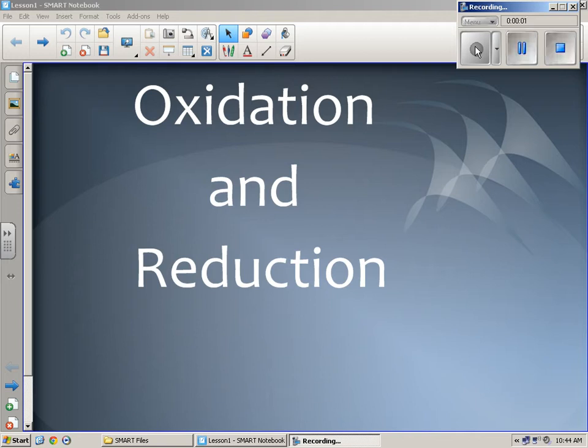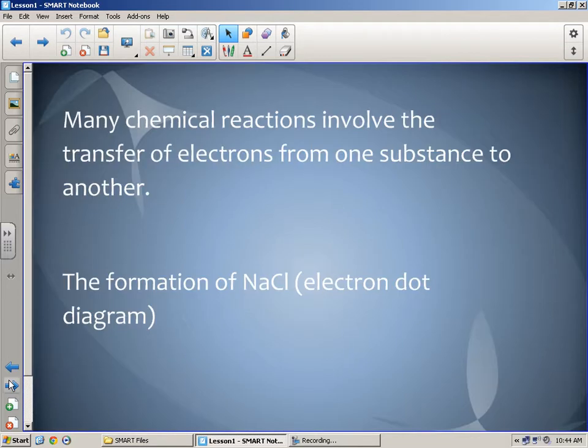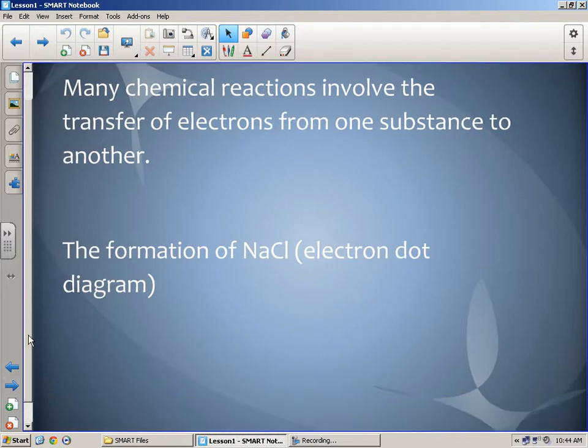A little bit about lesson 1, oxidation and reduction. So oxidation and reduction. Many chemical reactions, of course, involve the transfer of electrons from one substance to another. We looked at sodium chloride as an example. So let's go to sodium chloride here.